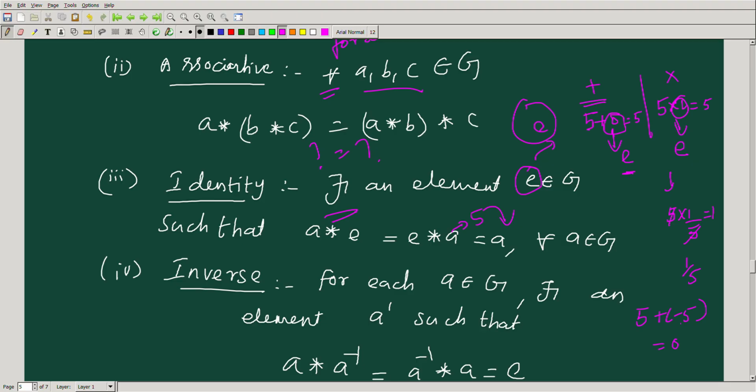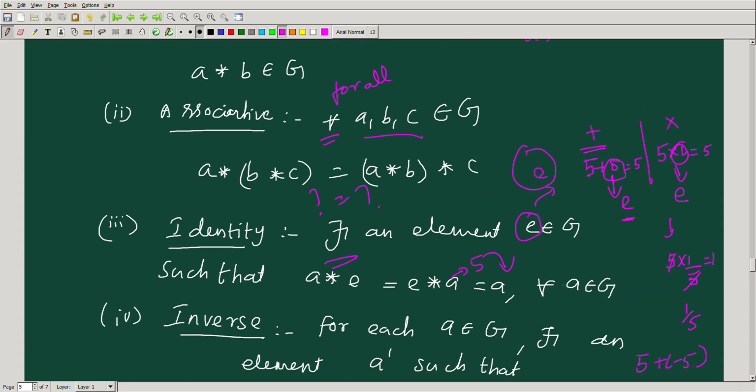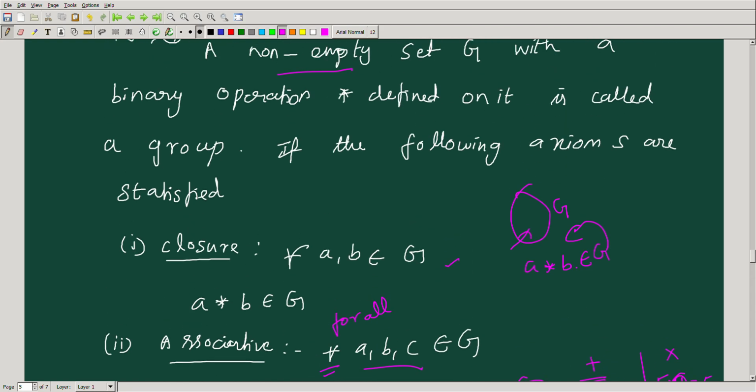Whatever you are doing, finally you have to get the identity element. That's what this inverse is. So the inverse with respect to addition is a negative number, and with respect to multiplication is 1 by 5, so that 5 into 1 by 5 gives the identity element. Here the identity element is 0, here the identity element is 1. So inverse. Now you understood what is a group.